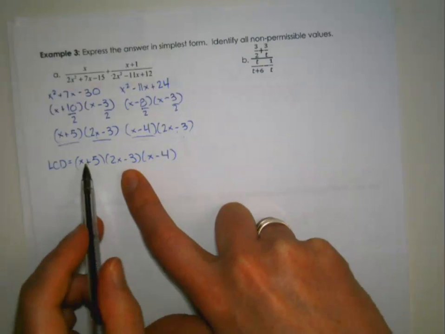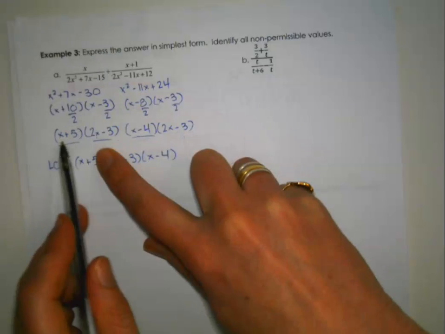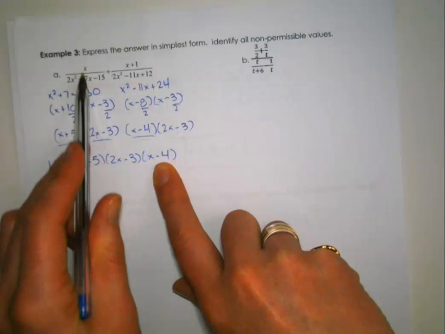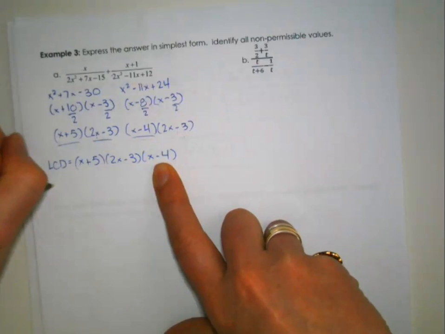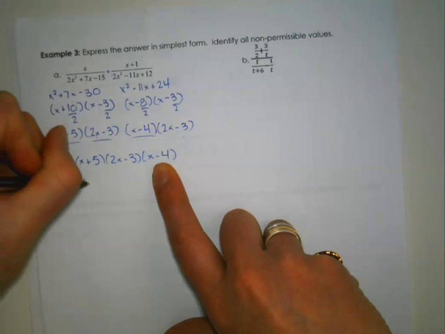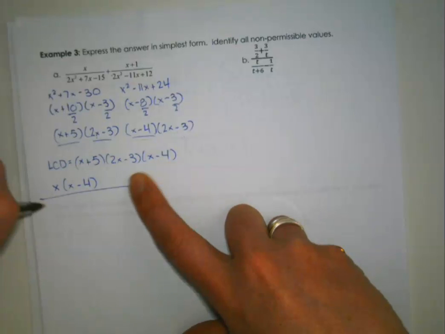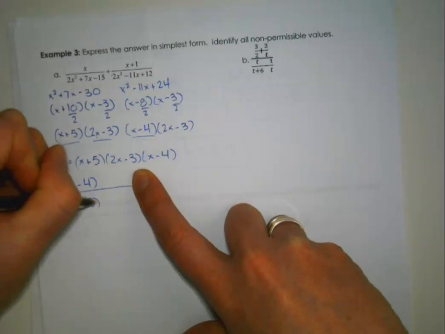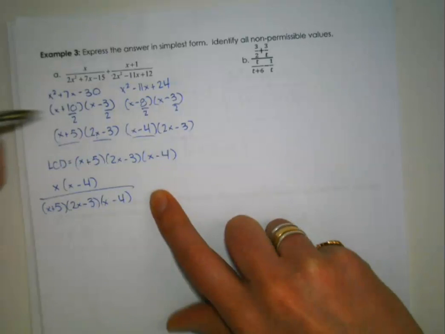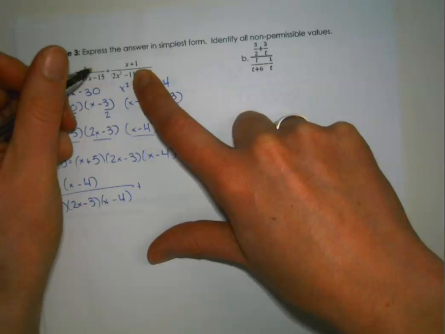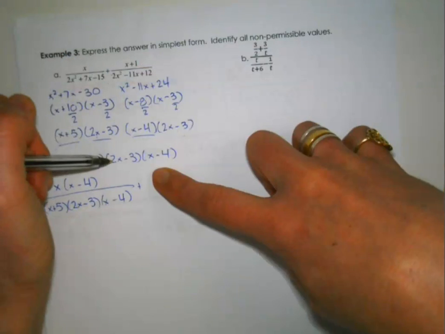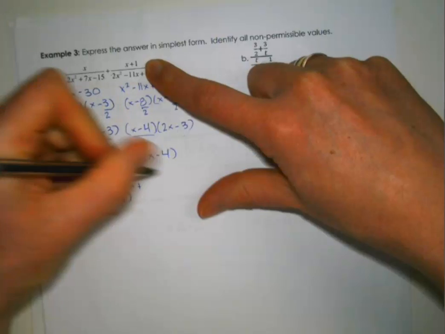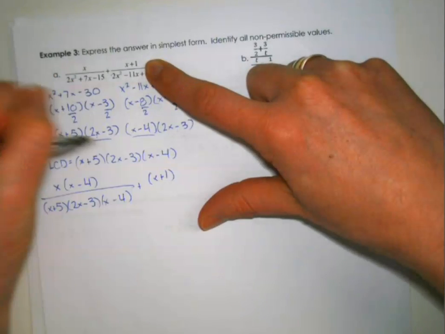So what does that mean? Well, if this expression has both of these in its denominator, and we need it to include x minus 4, that means we need to multiply the top by x minus 4. So we're going to have x times x minus 4 all over x plus 5, 2x minus 3, and x minus 4. Okay, and then on the other side we're going to have plus x plus 1. Now this one had 2x minus 3 and x minus 4. So in order to include the x plus 5, we just need to multiply that through. So we're going to have x plus 1 times x plus 5.